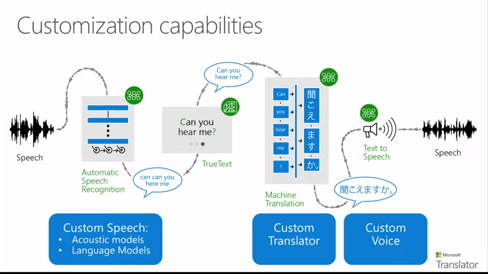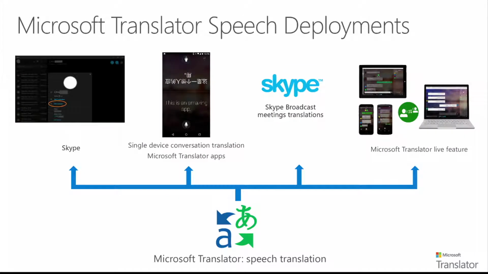All of it is customizable. You can use custom speech that you heard about in a different talk. It supports both the customization of the acoustic model or the language model. You can use custom translation as part of this, and you can use custom voice to speak in a particular language. Microsoft has a large investment in speech translation, has been doing this since 2014, initially as Skype Translator, and also implemented in the Microsoft Translator apps on mobile devices and on Windows.